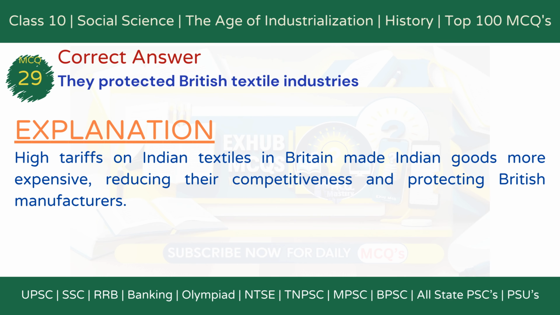The correct answer is option C. They protected British textile industries. Explanation. High tariffs on Indian textiles in Britain made Indian goods more expensive, reducing their competitiveness and protecting British manufacturers.